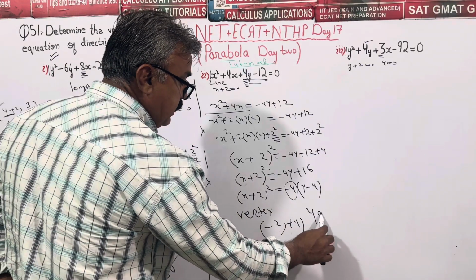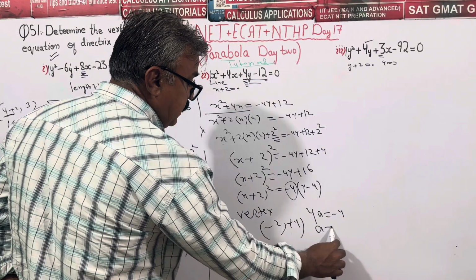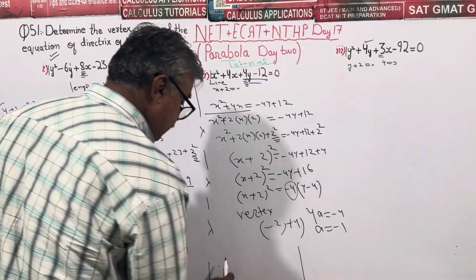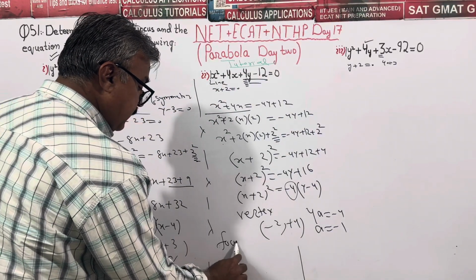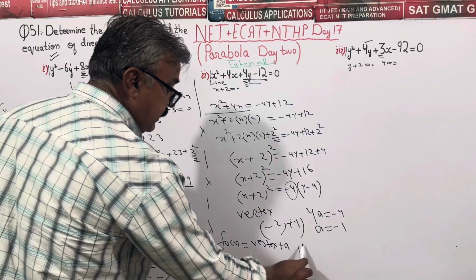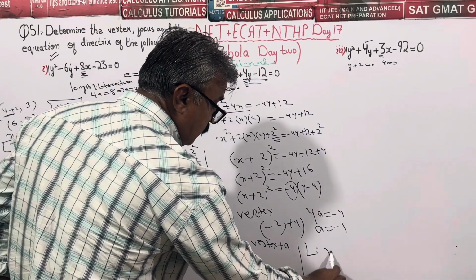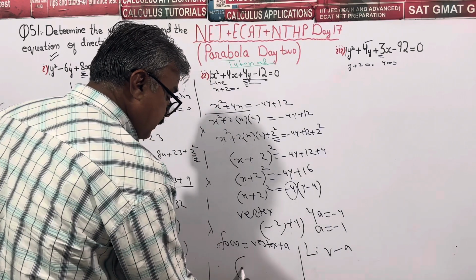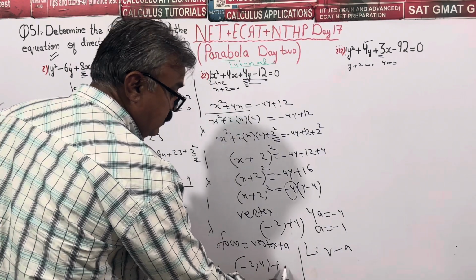Whatever is the coefficient of the power 1 term, it is equal to 4a. So 4a is equal to minus 4, so a is equal to minus 1. I have given you the idea. Focus is given by vertex plus a, and directrix by vertex minus a. Our vertex is minus 2, 4, and the value of a is minus 1.